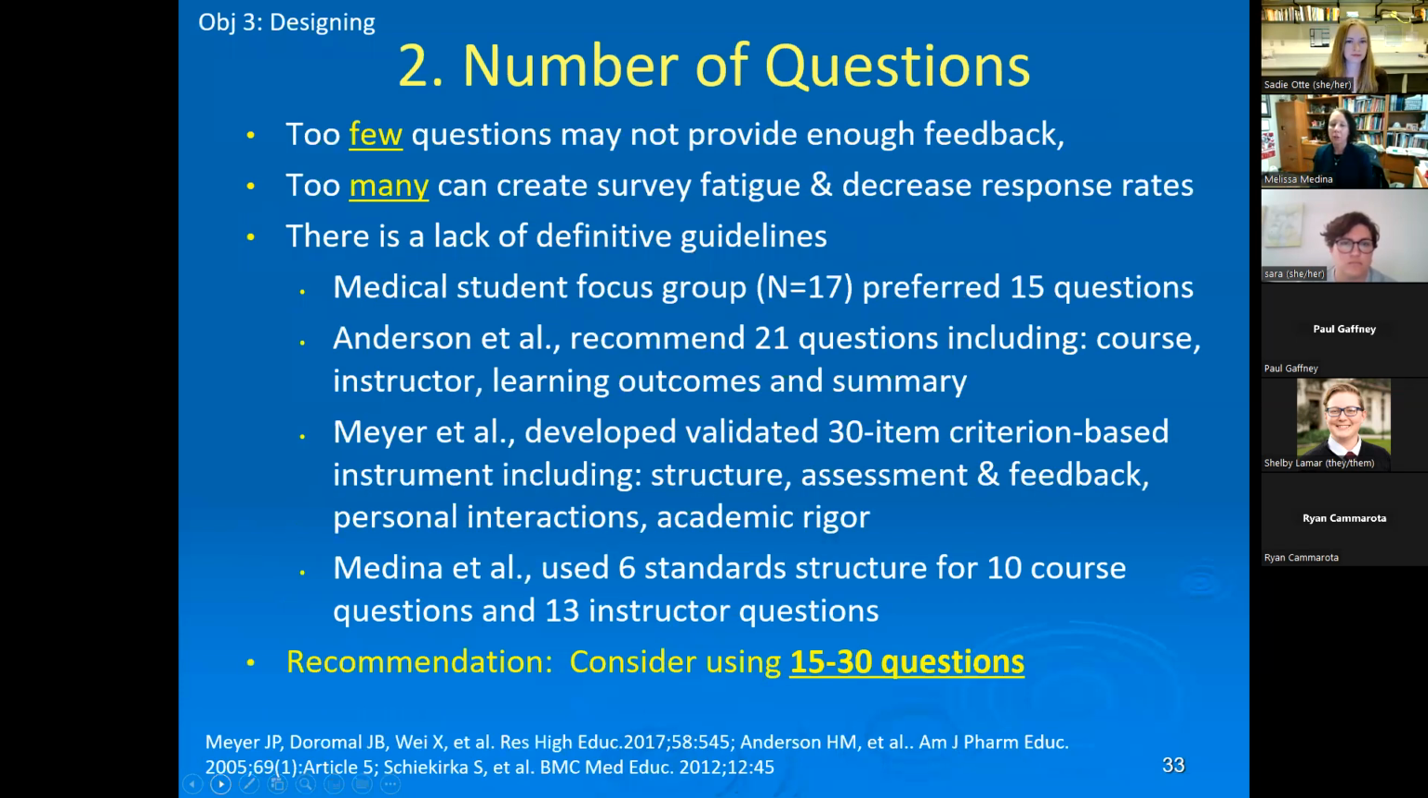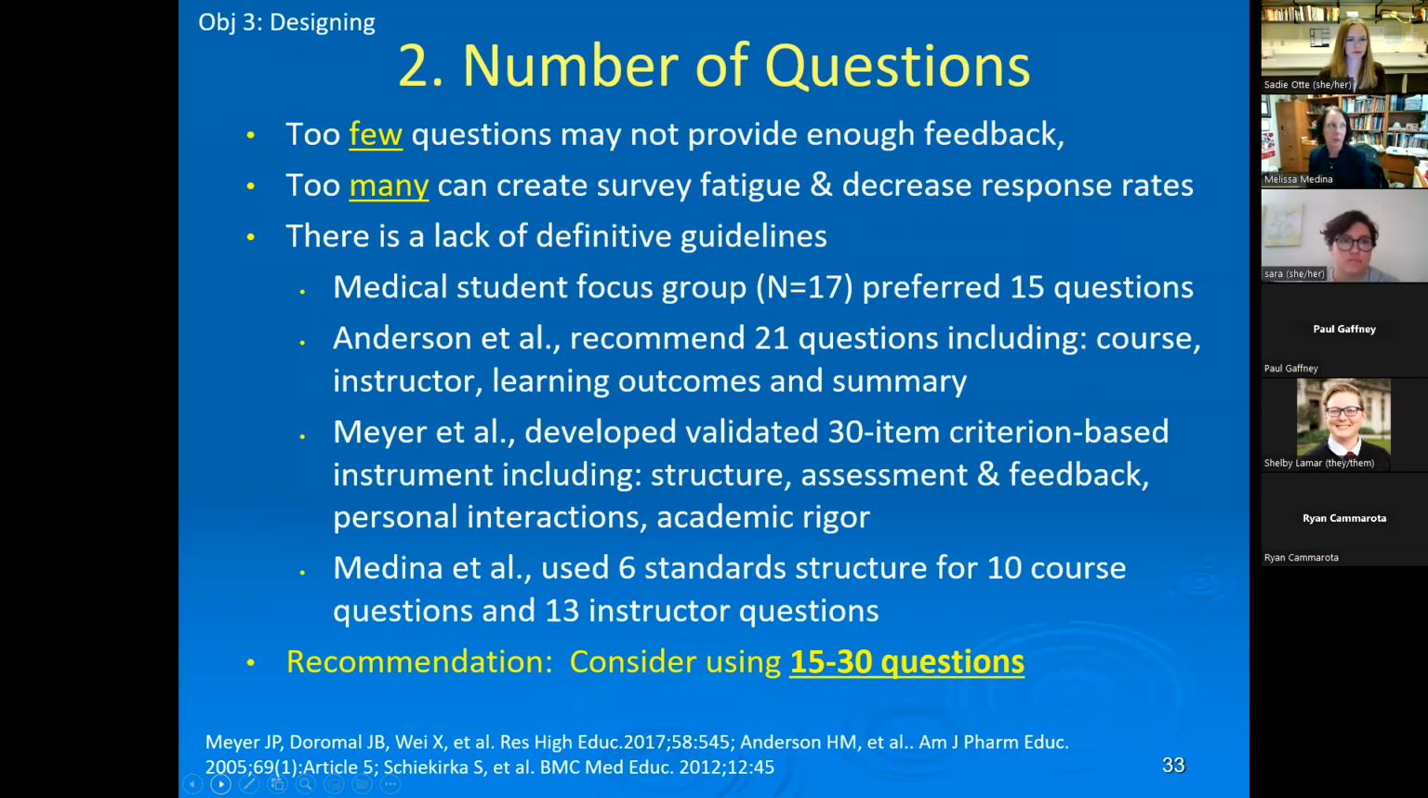Another area to focus on is how many questions you should actually be asking. Now, there's not a lot of data saying what's the best number to use. Certainly, when you think about the big picture, too few questions are not going to provide you enough feedback to make improvements, and too many can create survey fatigue and then ultimately decrease your response rate. Maybe you have students that don't complete the evaluation.